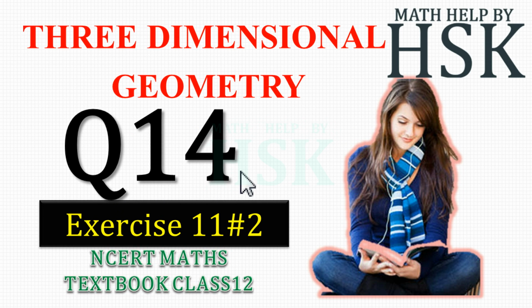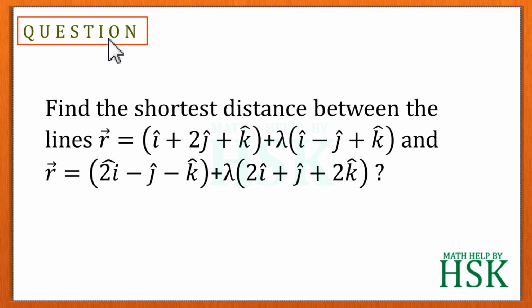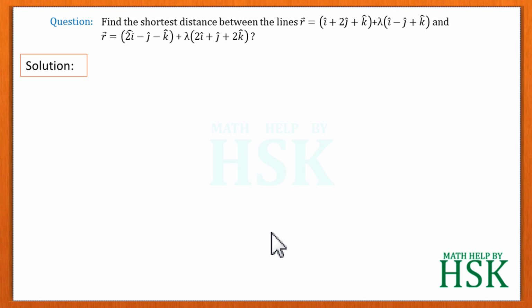Taking question number 14 of exercise 11.2 of three-dimensional geometry. The question is, find the shortest distance between the lines r = i + 2j + k + λ(i − j + k) and r = 2i − j − k + λ(2i + j + 2k). Okay, so let us see how we are going to solve this question.